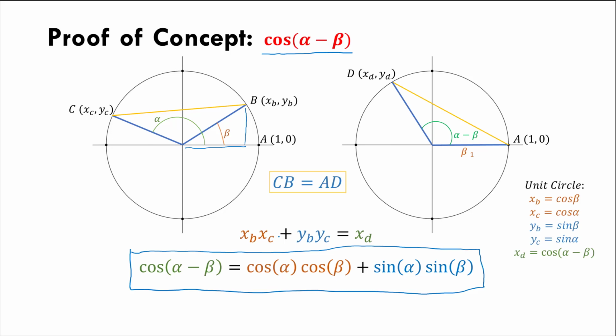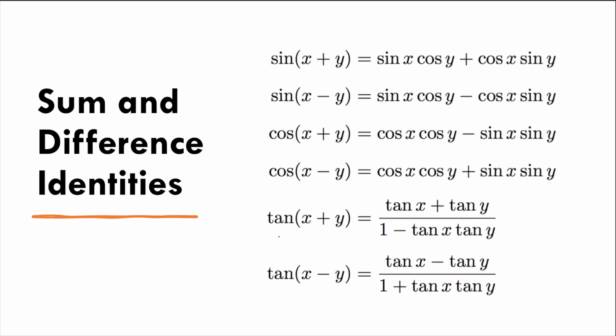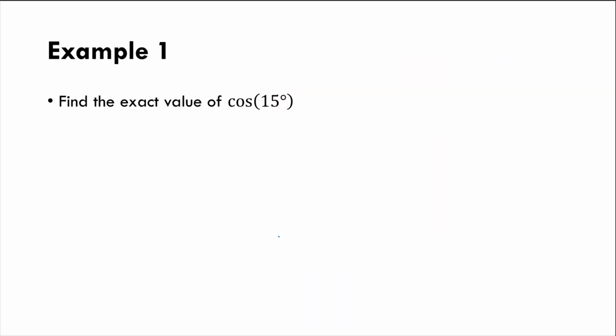But we actually have 6, and we're not going to go ahead and prove all of them, so I'm just going to put them up on the screen here. Make sure you write these down because we are going to be using these extensively in the rest of the lesson. But for now, let's go on to example number 1. How can we use these sum and difference identities here contextually?